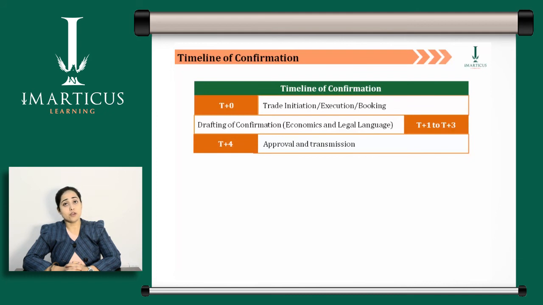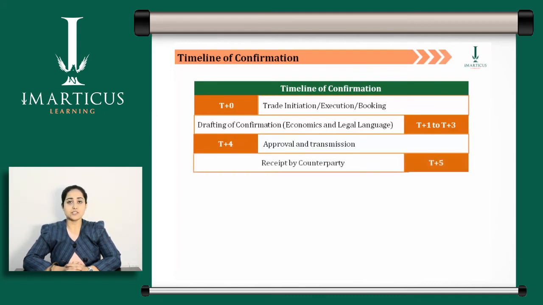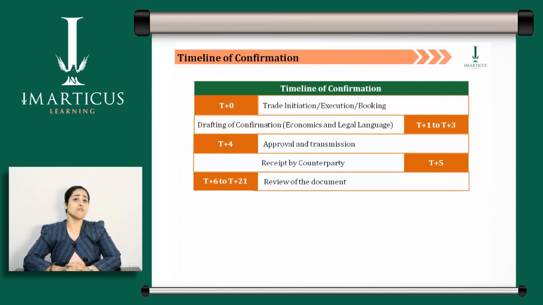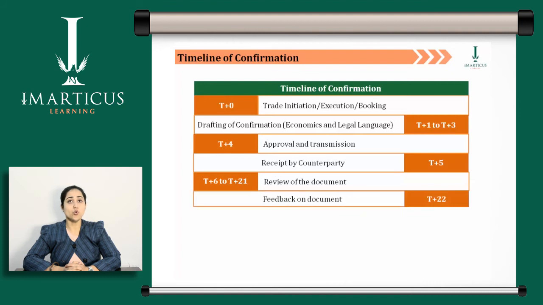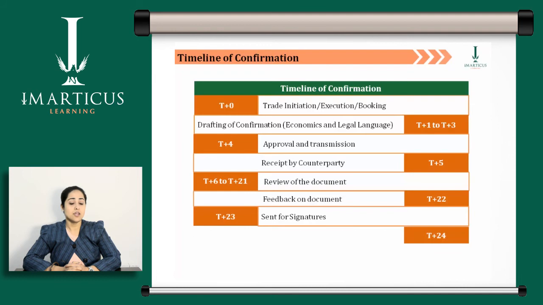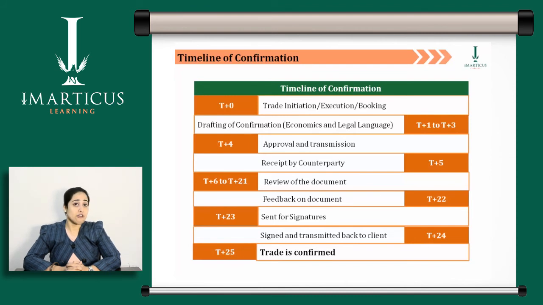Then T plus 4 is for approval and transmission. Next is T plus 5, which signifies receipt by the counterparty. Then T plus 6 to T plus 21 is when the document is reviewed. This is a time-taking process as the counterparty will have to review the complete document, carefully considering every word in the document to ensure that the terms mentioned in it are acceptable to them. Next, T plus 22 is when feedback on the document is taken with issues or no issues. Then T plus 23 implies that the document has been sent for signatures. T plus 24 is when it is signed and transmitted back to the client. And finally, T plus 25 signifies that the trade is now legally confirmed.